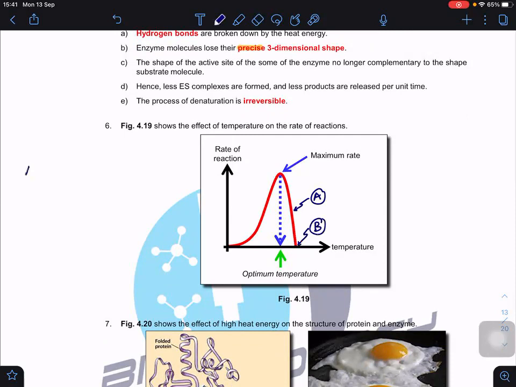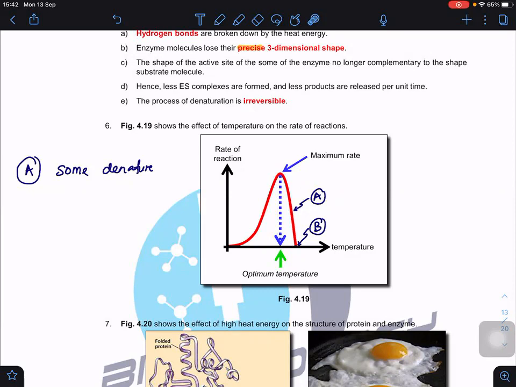Then you have to understand at A, the graph at the A part here, means not all enzymes denature, some denature. Why some? Because you can see there is still a rate, and this rate is actually higher than at low temperature. You can see that. It means that enzymatic reactions still take place, but if you compare to the optimum temperature, it is definitely lower.